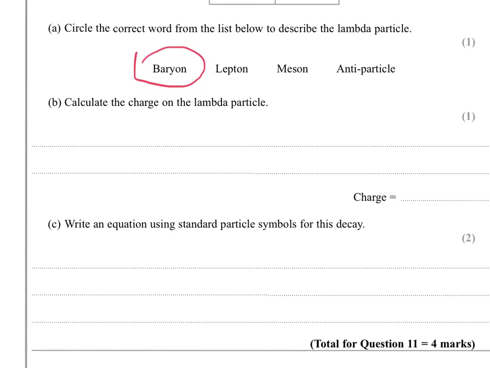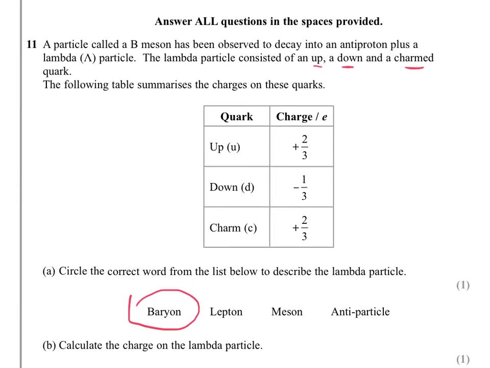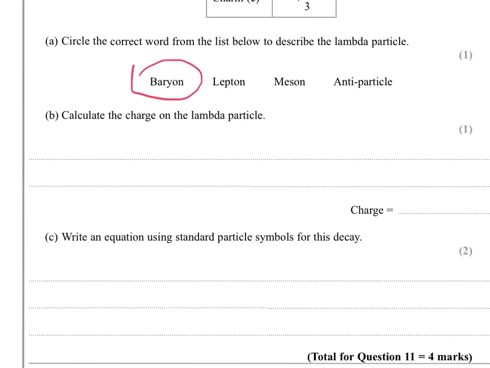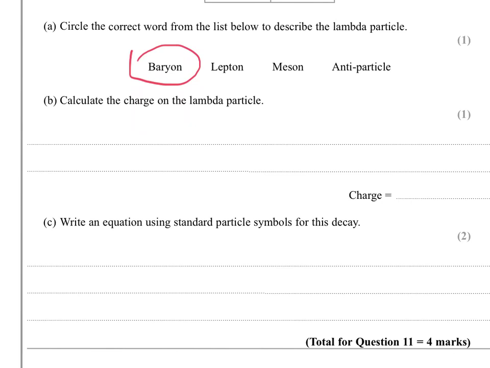Okay, so calculate the charge on the lambda particle. So we need to look back at these charges. We're told that up, down and charm is what it consists of. Up, you can see here, is plus 2/3, down is minus 1/3, and charm is plus 2/3. So we've got a total positive of 2/3 here, 2/3 here, is 4/3, and then we subtract 1/3. So the lambda particle will have a charge of plus 1. Okay, so you do a little calculation, adding those together, and you get plus 1.